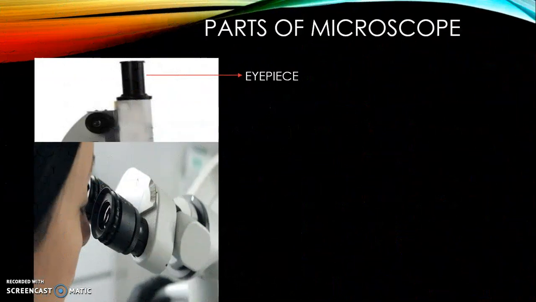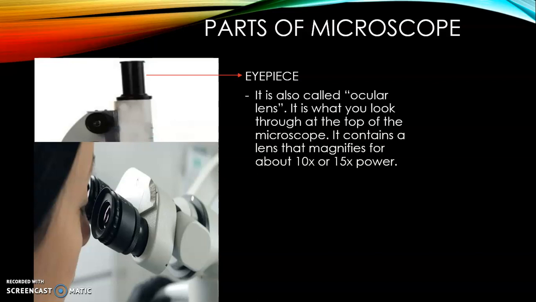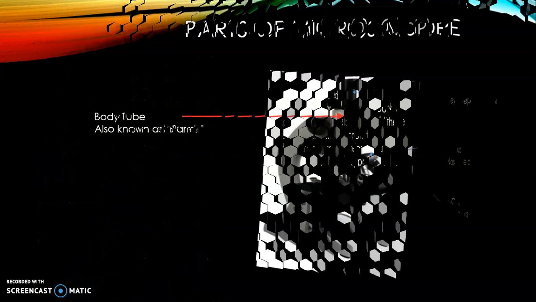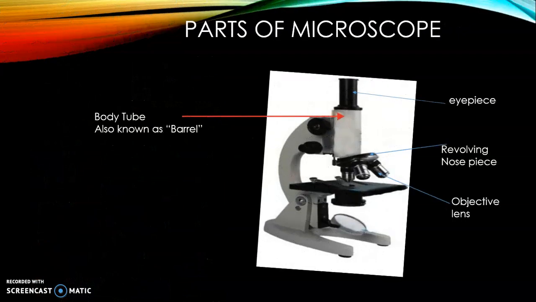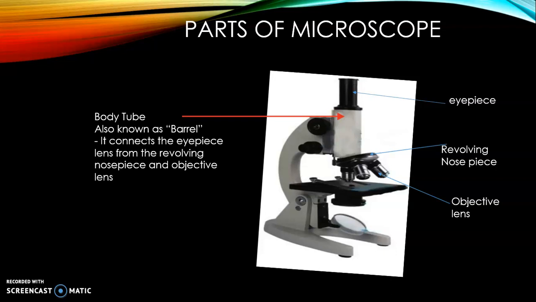So now let's elaborate on the different parts of the microscope. First is the eyepiece. The eyepiece is also called the ocular lens. It is what you look through at the top of the microscope. It contains the lens that magnifies for about 10 times or 15 times power. Another part is the body tube, also known as the barrel. It connects the eyepiece lens to the revolving nosepiece and the objective lens. In this one and this one.